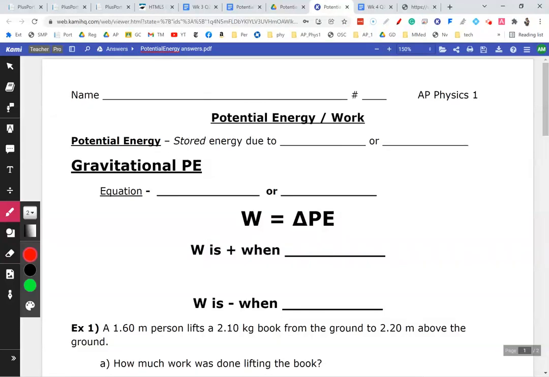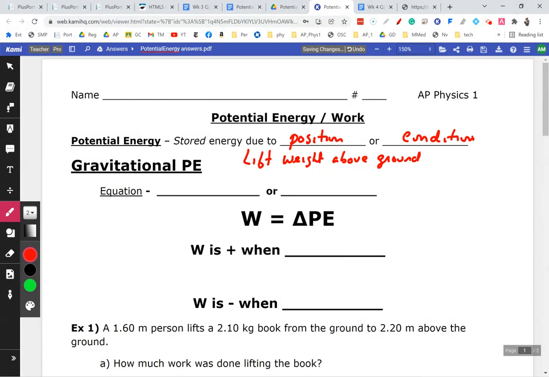This video is about potential energy, which is the stored energy due to position or condition. Position would be like lifting a weight above the ground. If you lift a weight above the ground, well, that weight can do work.